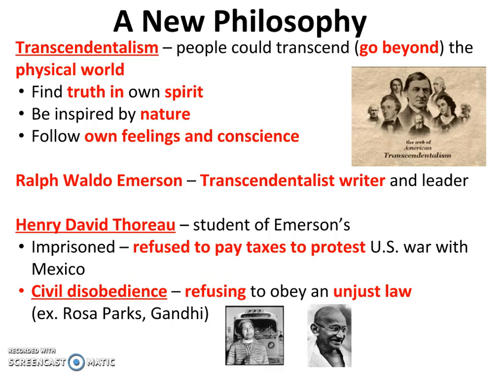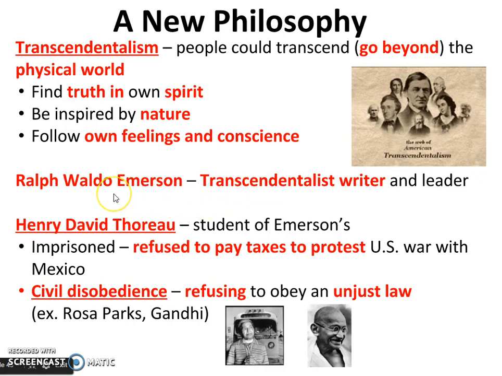And they wanted to believe that you should follow your own feelings and your own conscience, even if that went against the written law. So the idea of following your own feelings and conscience in violation of the law, that's what you believe you should do, resulted in this idea of civil disobedience, which we'll talk about in a moment. The leader of the Transcendentalists was Ralph Waldo Emerson. He was a Transcendentalist writer, and his most famous student was Henry David Thoreau.